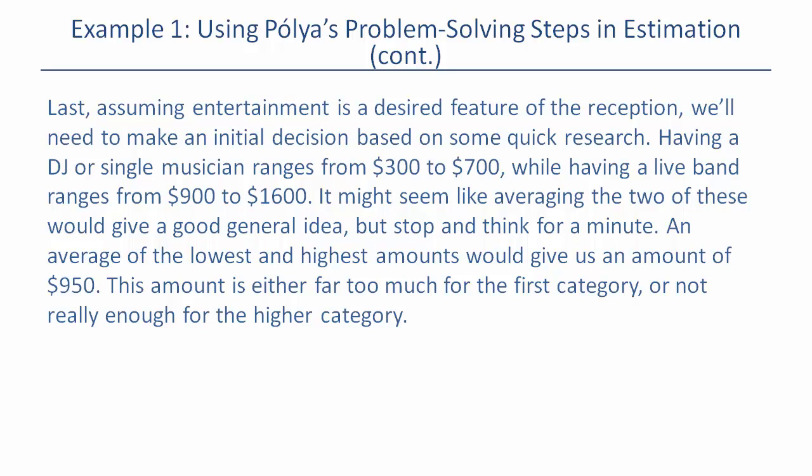But if you want a full live band, that ranges anywhere from 900 to 1600. Now, if you know which route you're going, then obviously you would use the average of that range. But if you don't and it's still up in the air, then you could average the two averages and come up with an amount of 950.